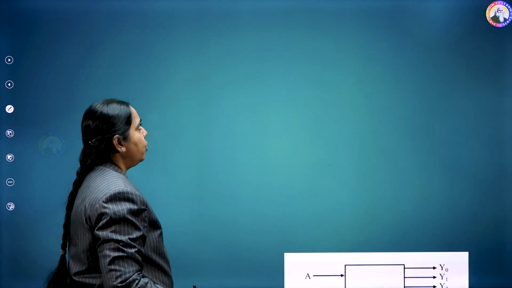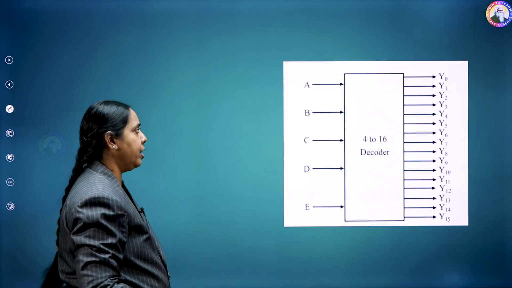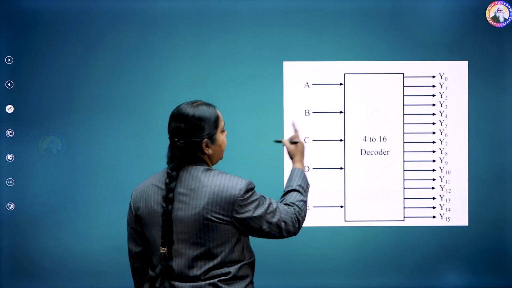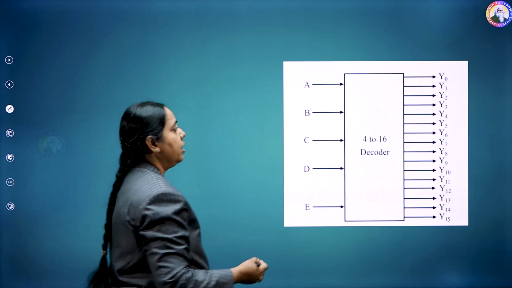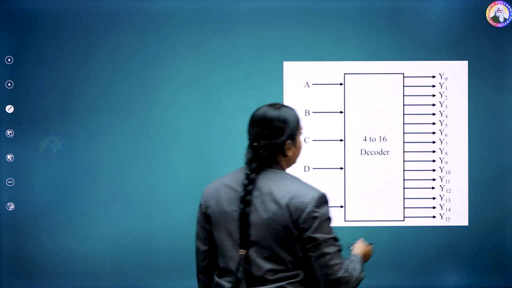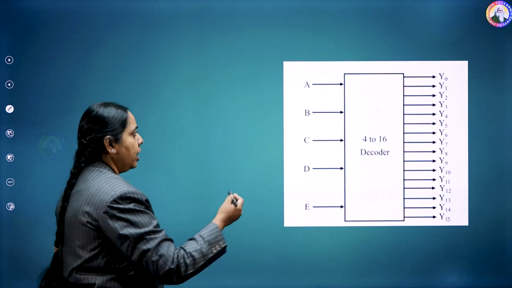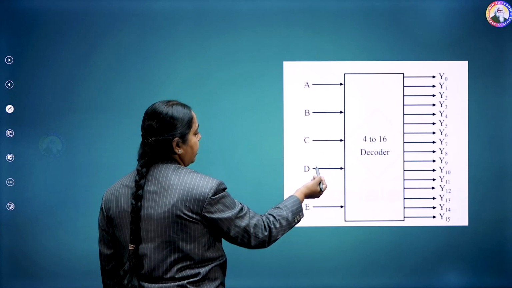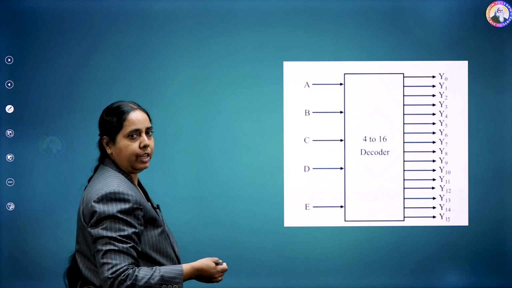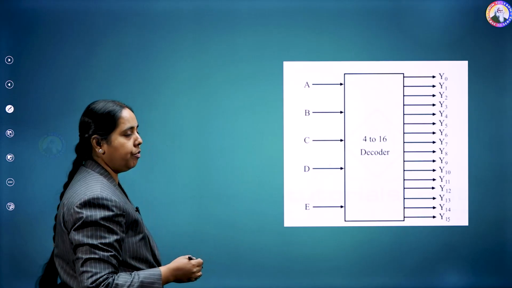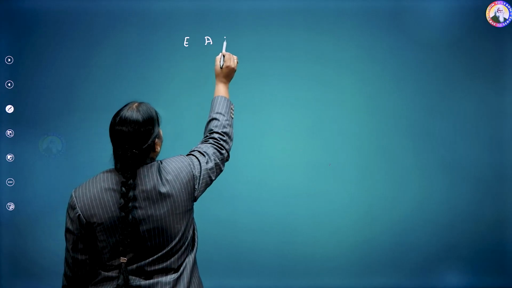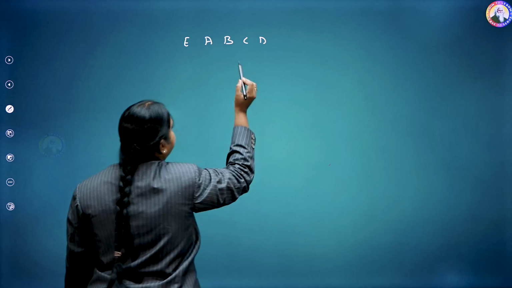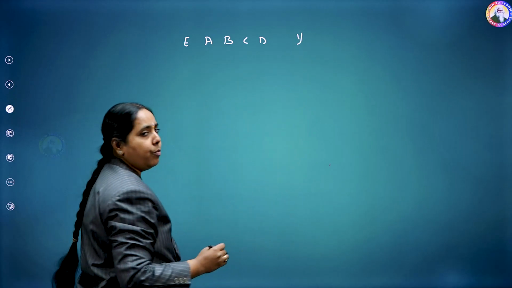Right. So, next is the 4 to 16 decoder. In the 4 to 16 decoder, you will have 4 inputs A, B, C, D with an enable input. The outputs are from Y0 to Y15. So, coming to the truth table, the inputs that we should take are the enable input and A, B, C, D, and the outputs are from Y0 to Y15. So, the truth table can be written as E, A, B, C, D. And the output, I am taking as simply Y.